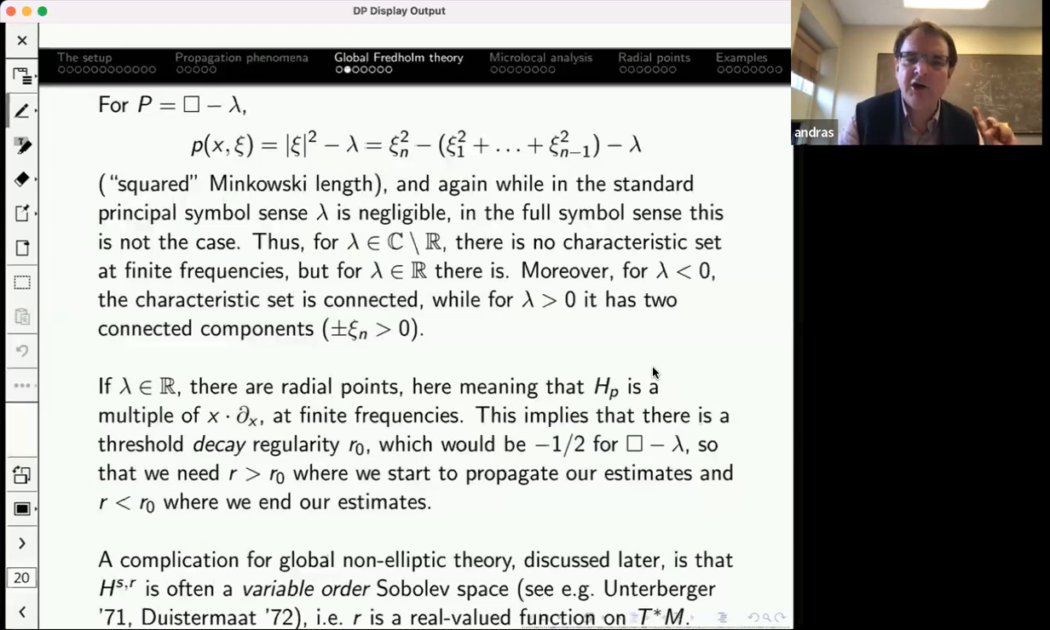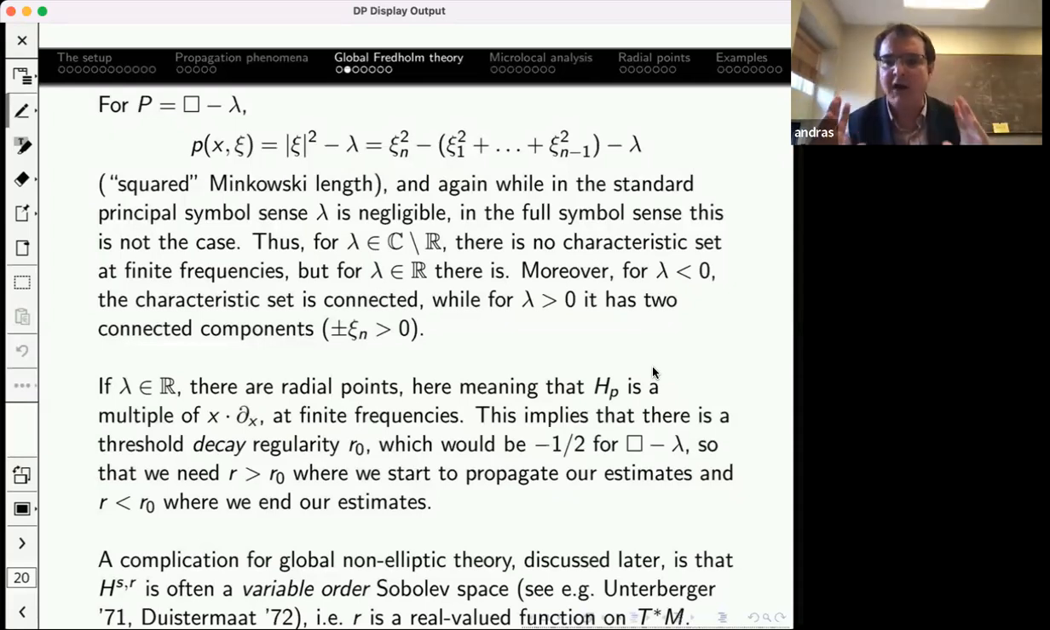Moreover, you also notice that if lambda is real, then depending on the sign of lambda, you have either one or two connected components. There are two if lambda is positive and one if lambda is negative, because you pick out different hyperboloids: either the one-sheeted or the two-sheeted hyperboloid. And again, finite size now matters.